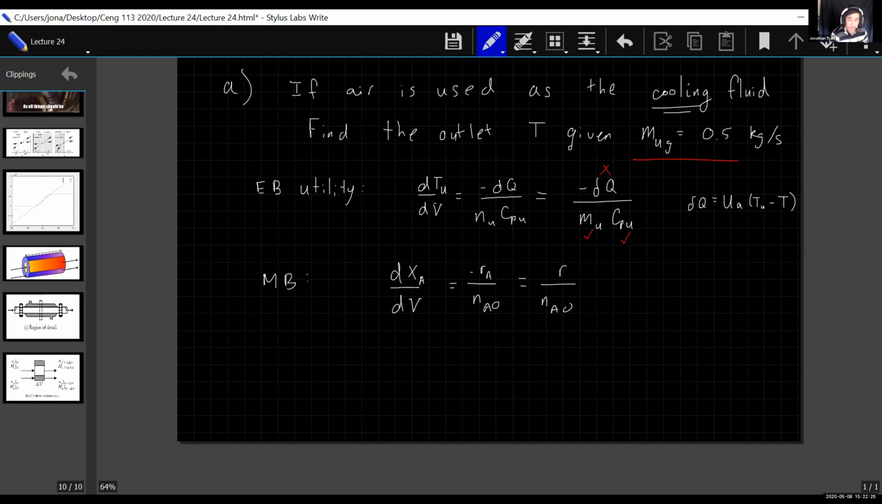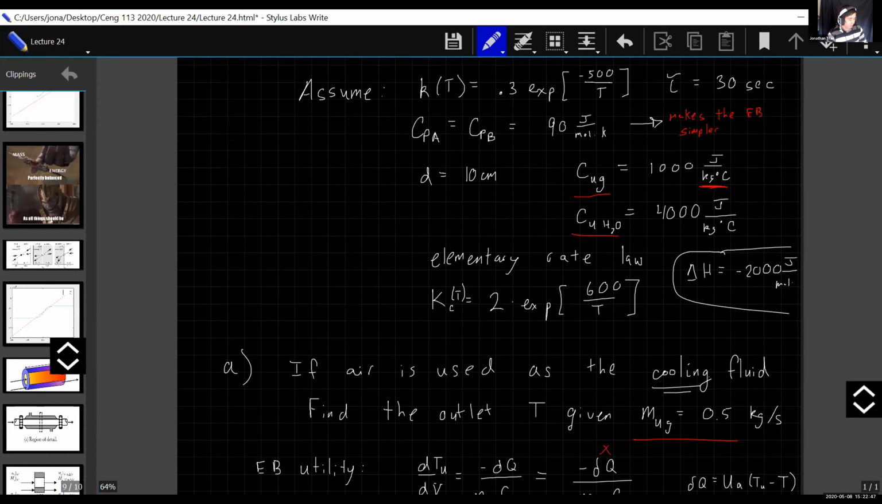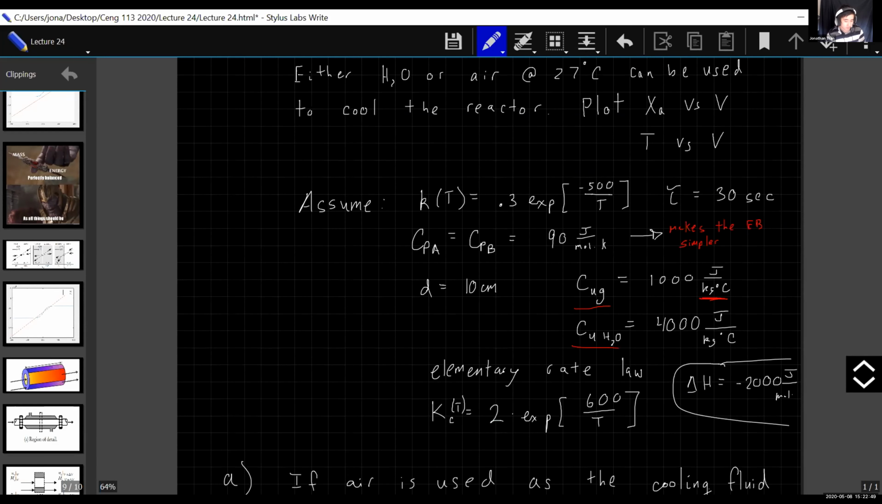Same thing in the material balance. Yes, that is a negative in front of the RA. Okay. So same thing for the material balance. NA naught. Actually, did I give NA naught in the problem? I should have. Does not look like I specified it. NA naught is 23 moles per second.